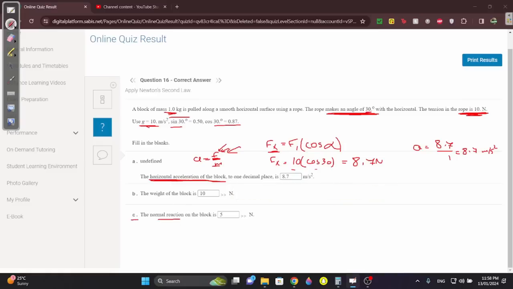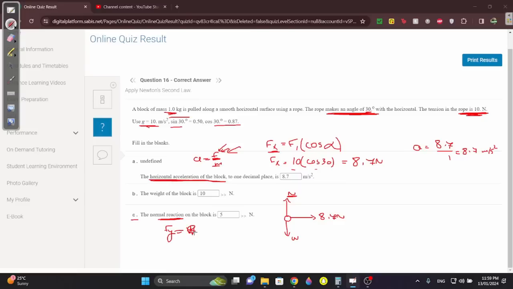Okay, and part C they want the normal reaction. Same thing, take the block. We said there's the weight pulling it down, and there's the horizontal part of the force. We found the horizontal force, which was 8.7 newtons. And since there's a horizontal, there's always going to be the vertical force, right? In this case, the vertical force is going to be the normal reaction. So if you find the vertical force Fy, you will find your normal reaction.